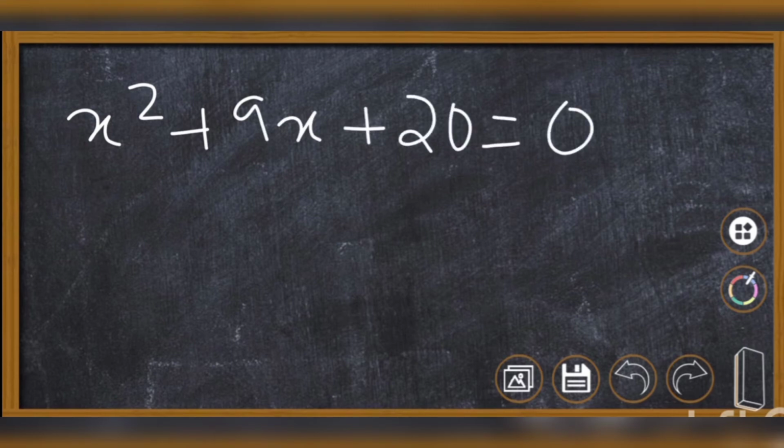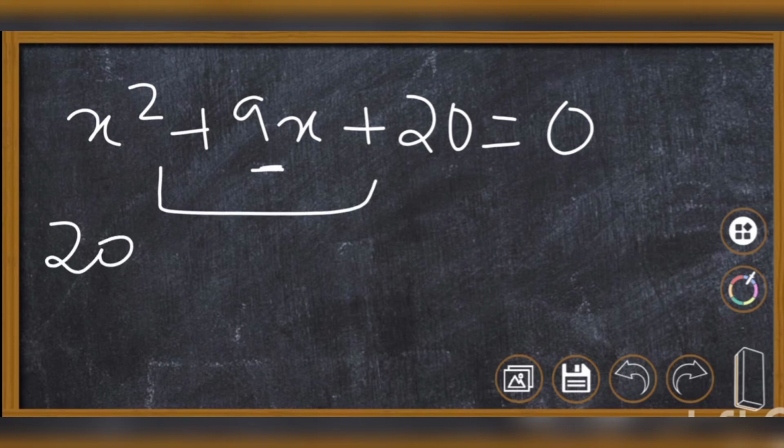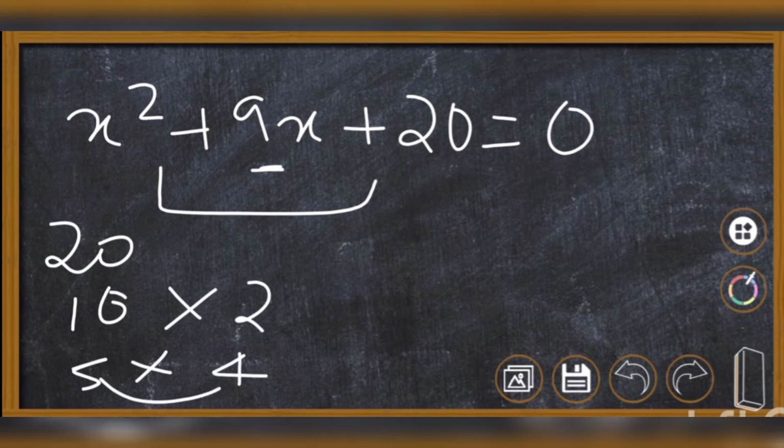The first question is of the first form, x square plus 9x plus 20 is equal to 0. So a into c is equal to 20. So we have to factorize 20, which gives 10 into 2, but the sum should be 9. Now 5 into 4 is 20 and 5 plus 4 gives 9.